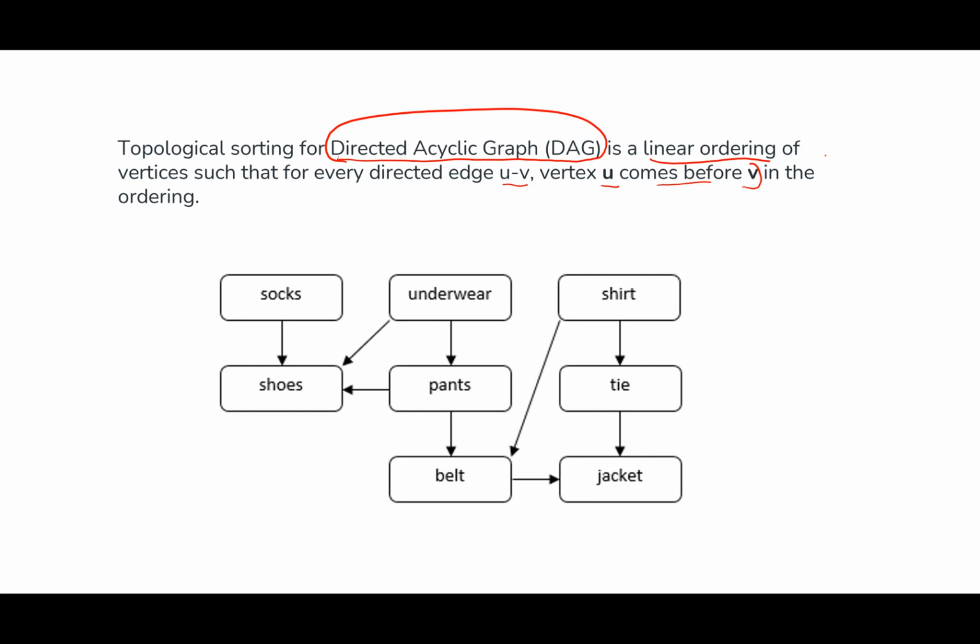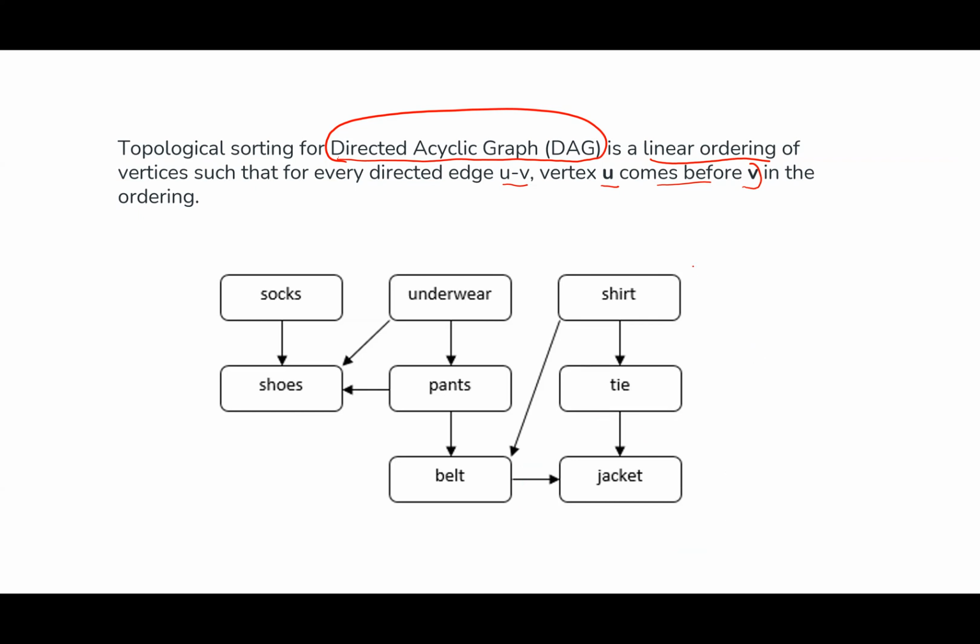So let me give you a practical example. Before you go to office or school, look at this graph. This graph is explaining your dressing order, right? How do you dress? You see we have different dress components in the graph, and there should be an ordering, so you cannot just put on your jacket at the beginning, right? There must be an ordering.